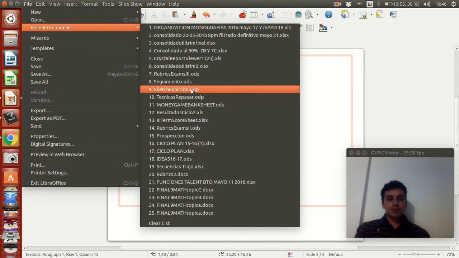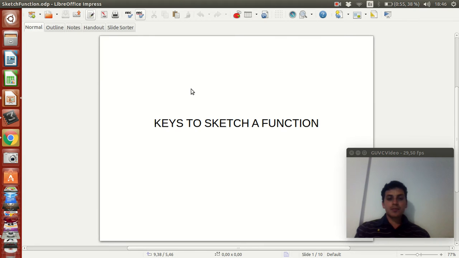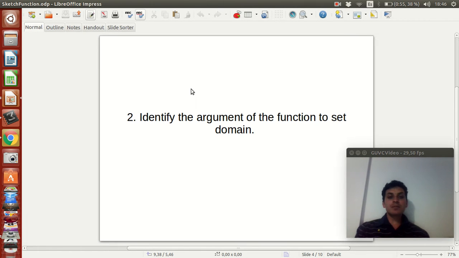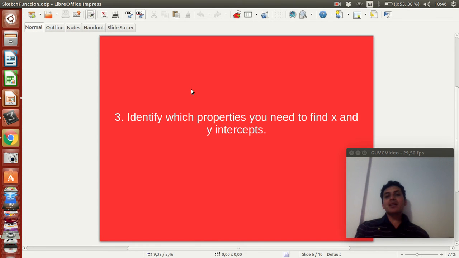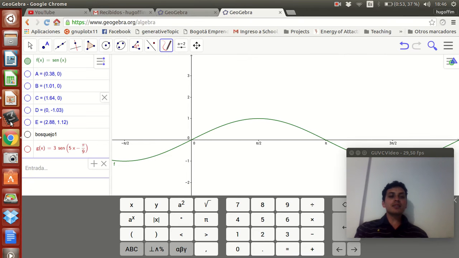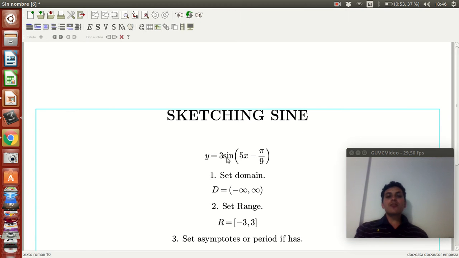on sketching functions. The keys to sketch the functions are to identify the main function, to identify the argument of the function to set the domain, identify which properties you need to find the x and y intercepts, and follow the step-by-step process until you master it. Okay, so I'm going to apply these steps to sketch 3 sine of (5x minus pi/9).